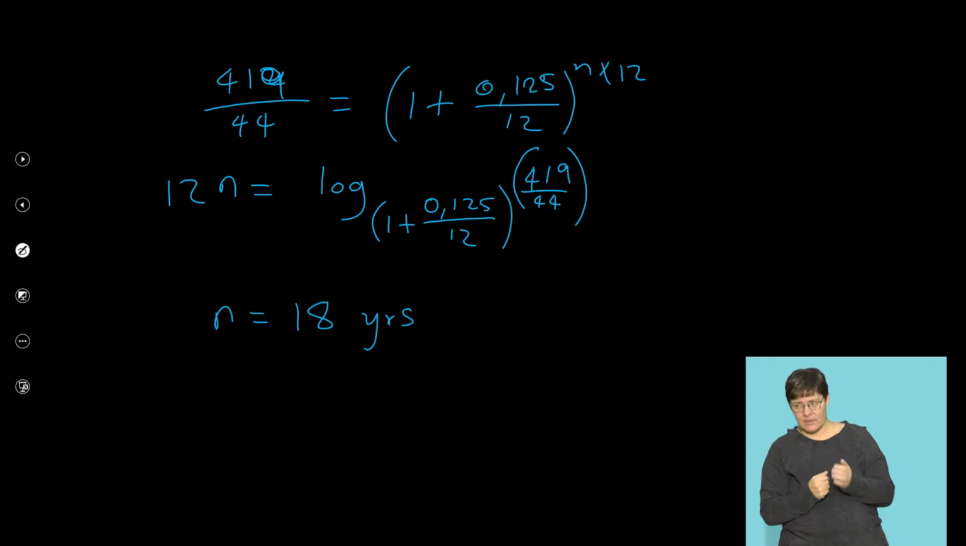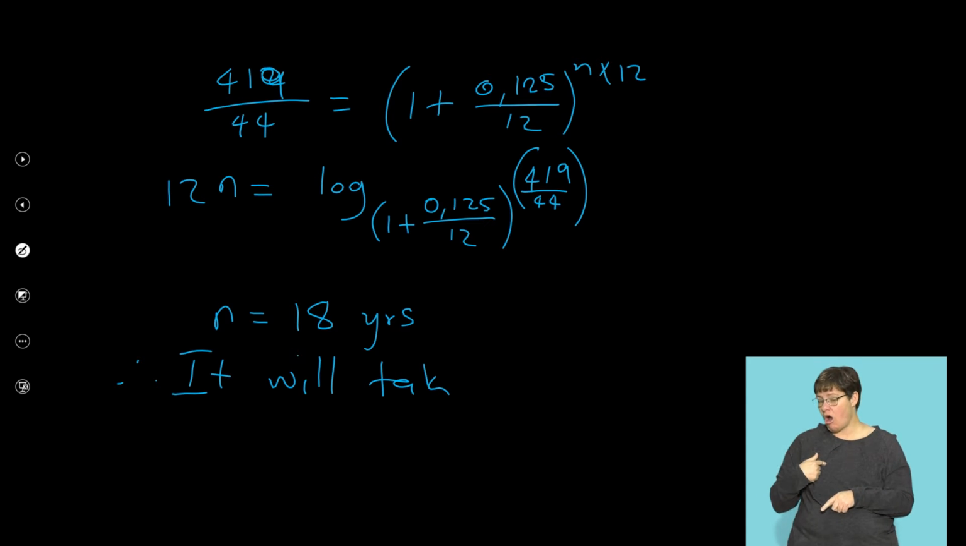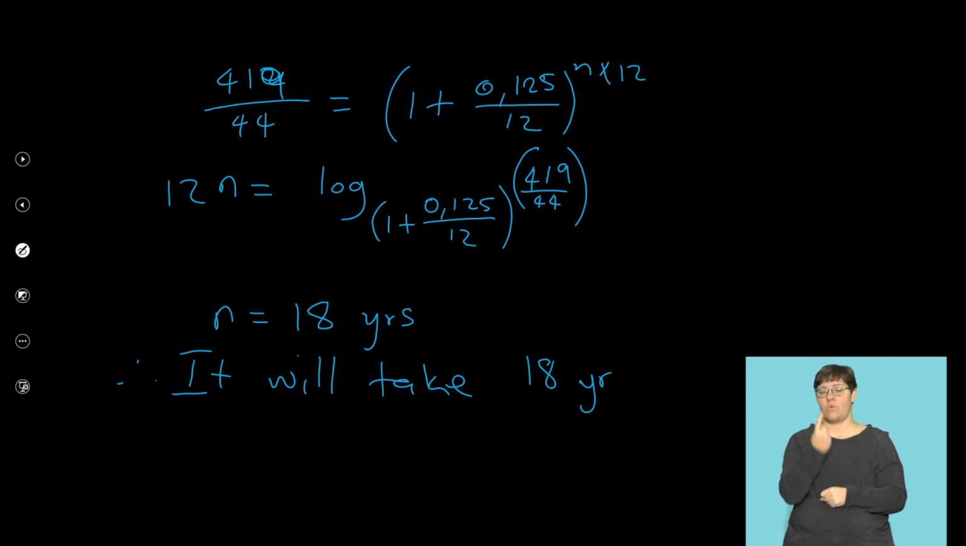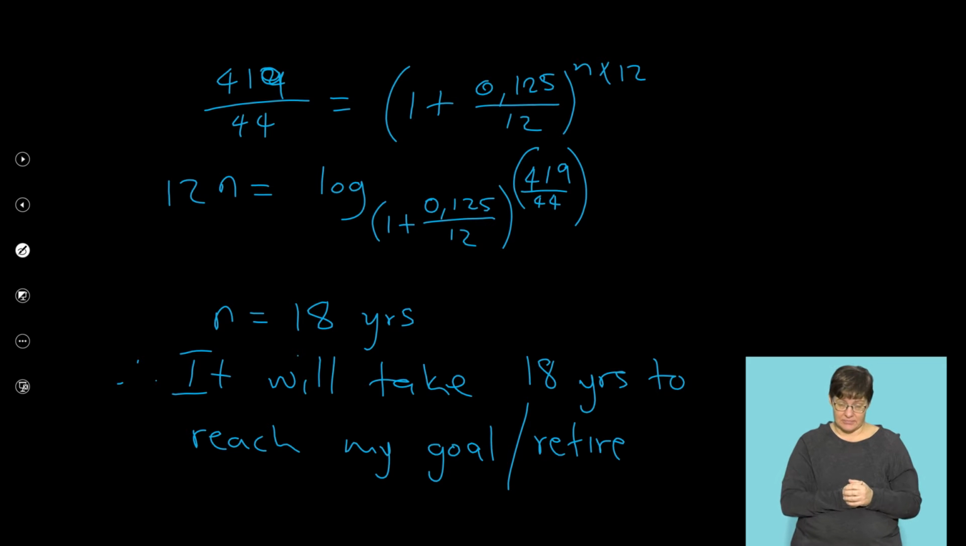But here, you will then say, therefore, it will take 18 years to reach my goal. Or you can say 18 years to retire, because that's what they had wanted us to do.